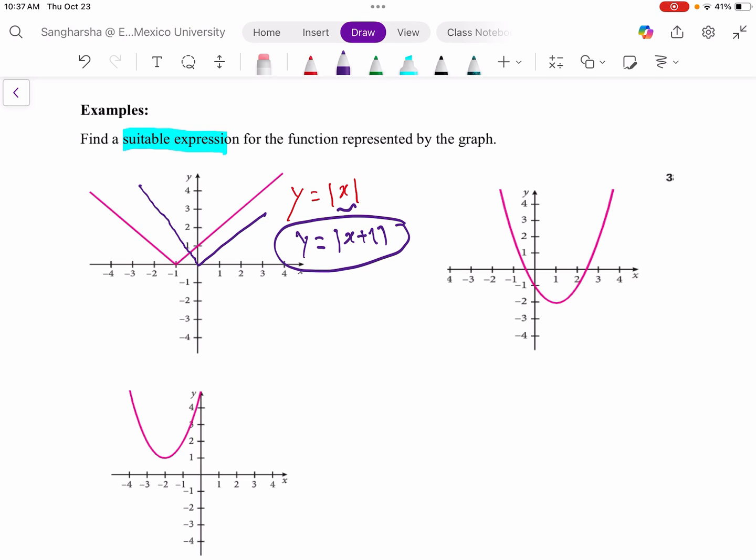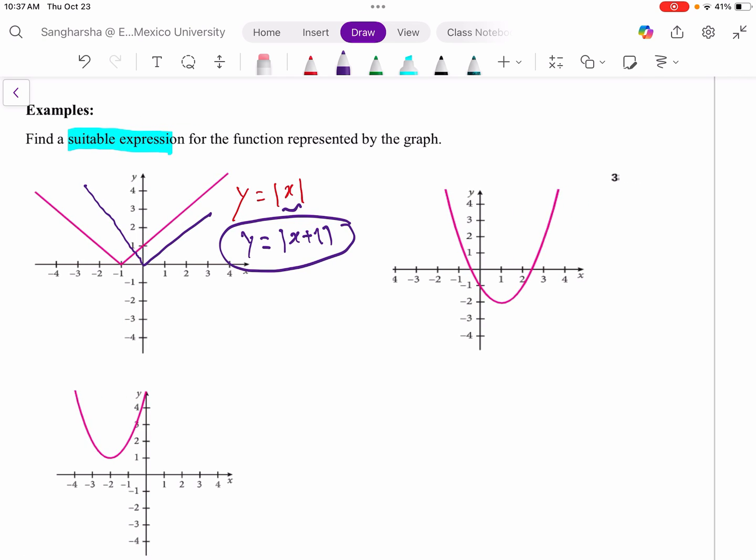So at first we find the basic function. Now from that basic function you have to check where that graph is moving. Since the graph is to the left by 1 unit, we replace x of the function by x plus 1.